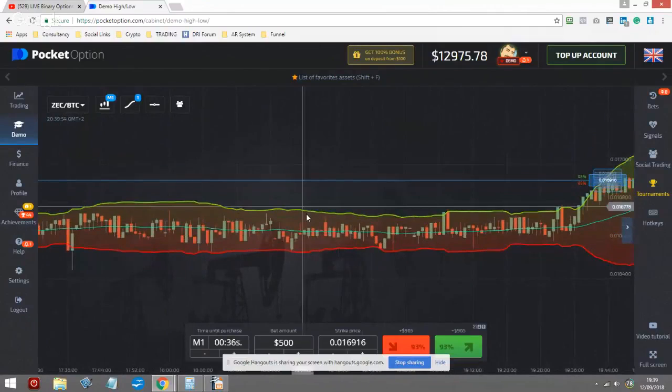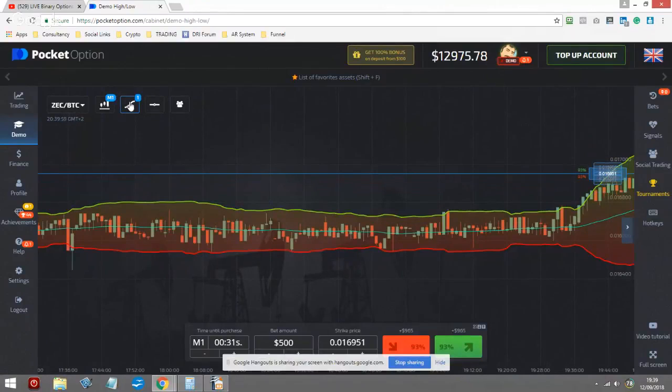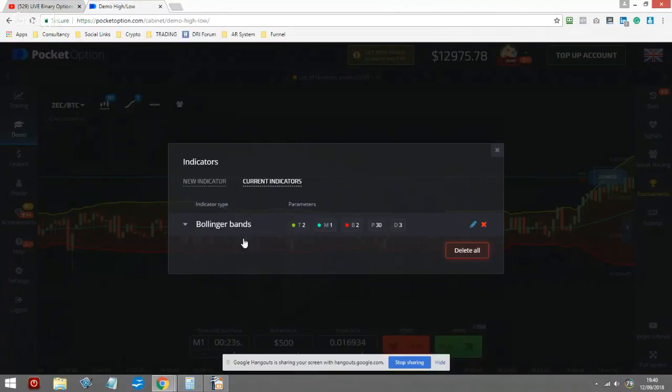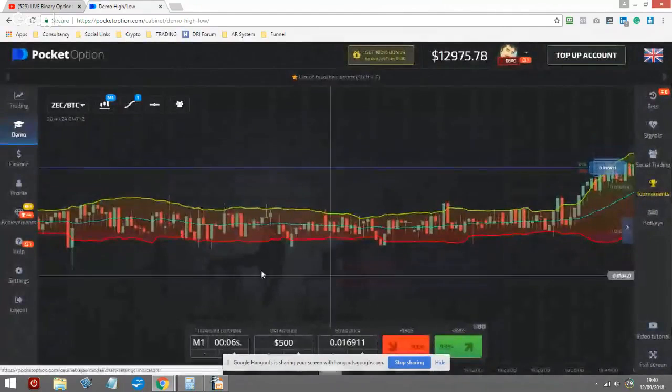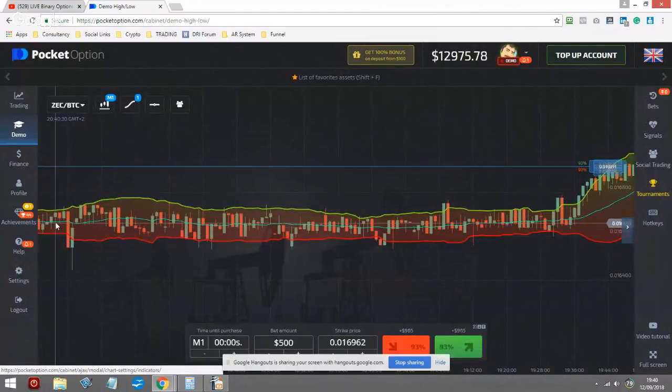So if we now go back to that box, click it again, click on the current indicators, and click the little pencil icon here. We're going to change that now to 20, and change this to 2. We're just doing this to show you the difference between those two bands. Now in that same time period, you can see how those bands have come closer together, and that middle line is a little bit choppier than we experienced before.